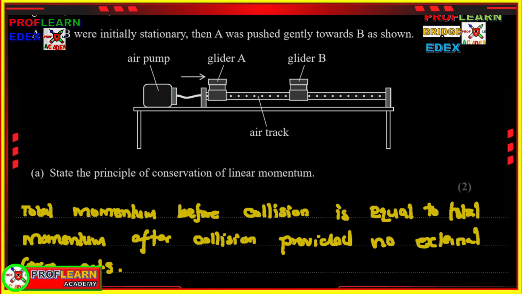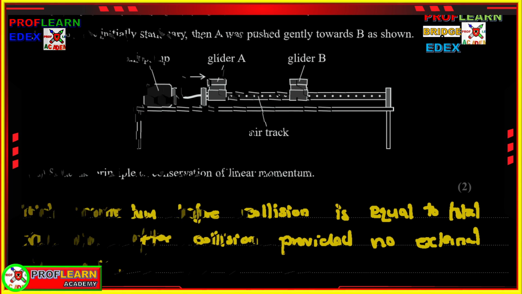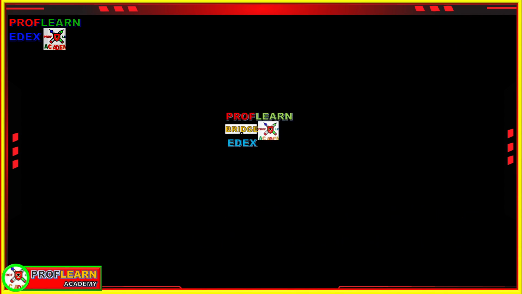A glider A and B on an air track have the same mass, and A and B are initially stationary when A is pulled gently towards B as shown. State the principle of conservation of linear momentum. This is an area where you really need to understand how to state the law of conservation of linear momentum: total momentum before collision is equal to the total momentum after collision, provided no external force acts. We are also supposed to proceed to the next part.